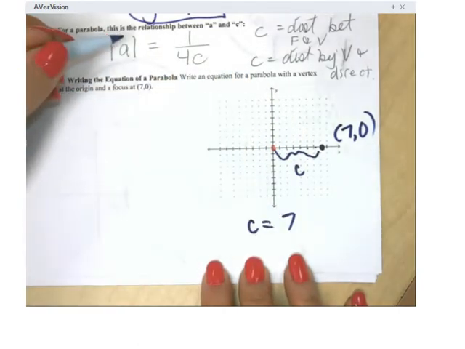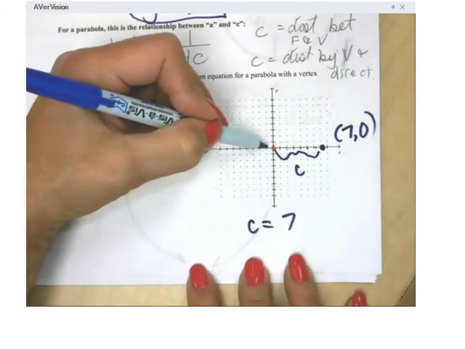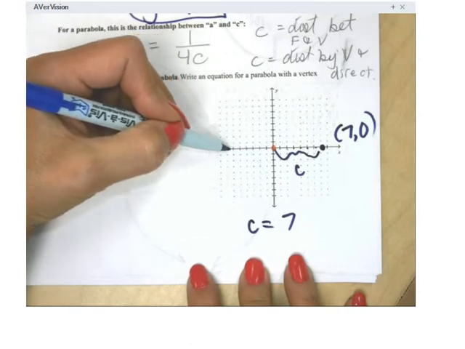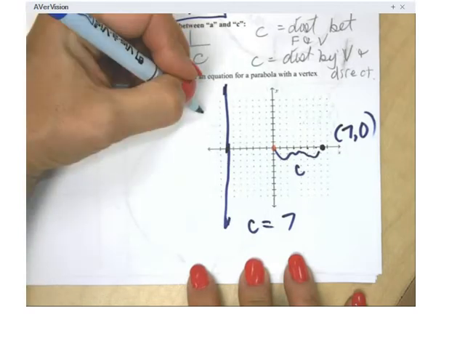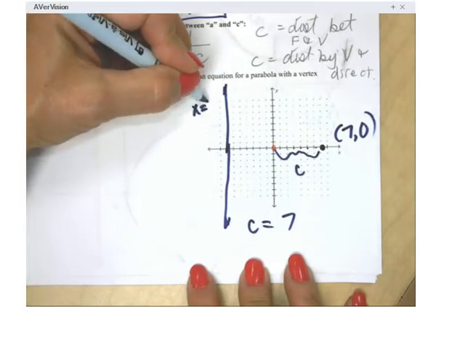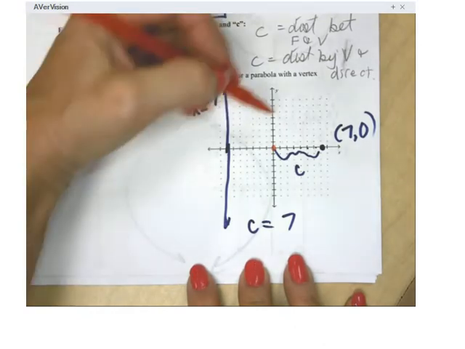So I know my vertex is here. I'll do that in red. So I know I have my vertex there. And I know I have a focus at the point 7, 0. All right, let's put that focus down. 7, 0 is going to be here on the x-axis. 1, 2, 3, 4, 5, 6, 7. So there's 7, 0.